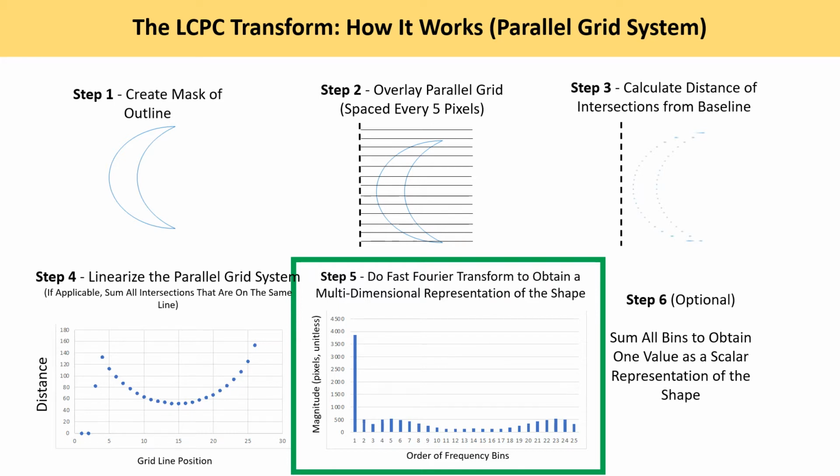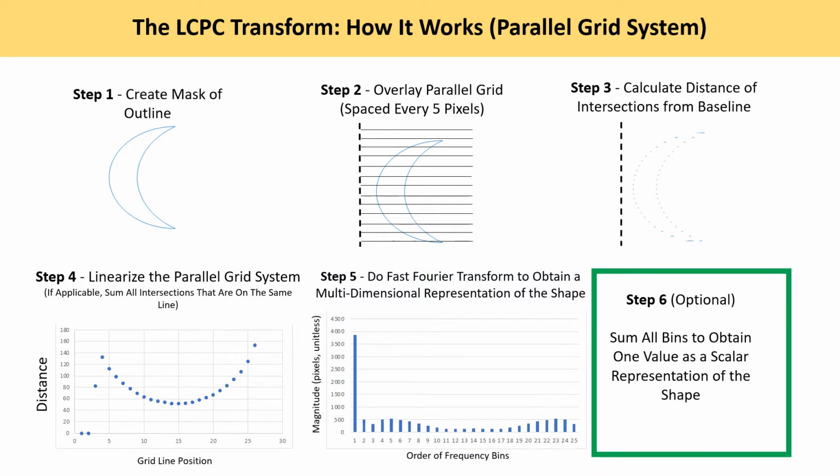frequency plot that is a multi-dimensional representation of the sickle cell shape. In this presentation, the fast Fourier transform is abbreviated to FFT. On each graph, the x-axis represents the order of frequency bins. Each bar represents the value of the magnitude for the corresponding frequency bin. In this presentation, the bin number is the same as the bar number.